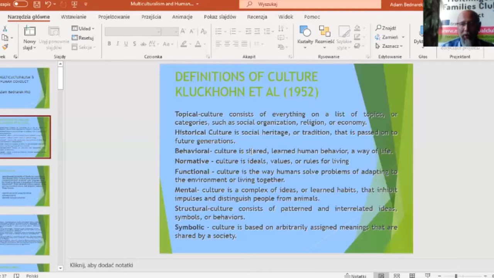Then we have the mental culture, which is the complex mix of ideas, habits, impulses that we have that distinguishes us as human beings from other animals. So it's mentally input or programmed into the mind, which again, I'll be talking about later on when referring to Hofstede. We have structural cultures, which consist of patterned, interrelated ideas, symbols and behaviors. And finally, finishing off with symbolic, which is the way that we arbitrarily assign meanings that are shared by society.